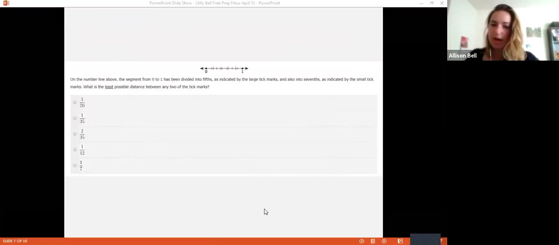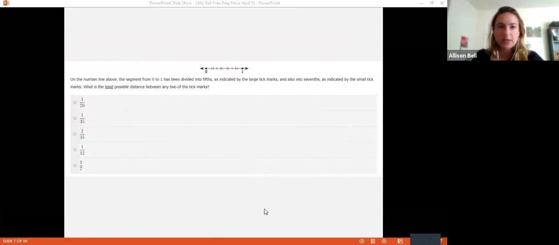Okay, cool. So I see Andrea is saying figure out what the numbers would be that are indicated at each tick mark and find the common denominator. You could subtract between different tick marks. Cool. Yeah, I love it. Michael and Miguel, I love this idea of using the common denominator of 35.